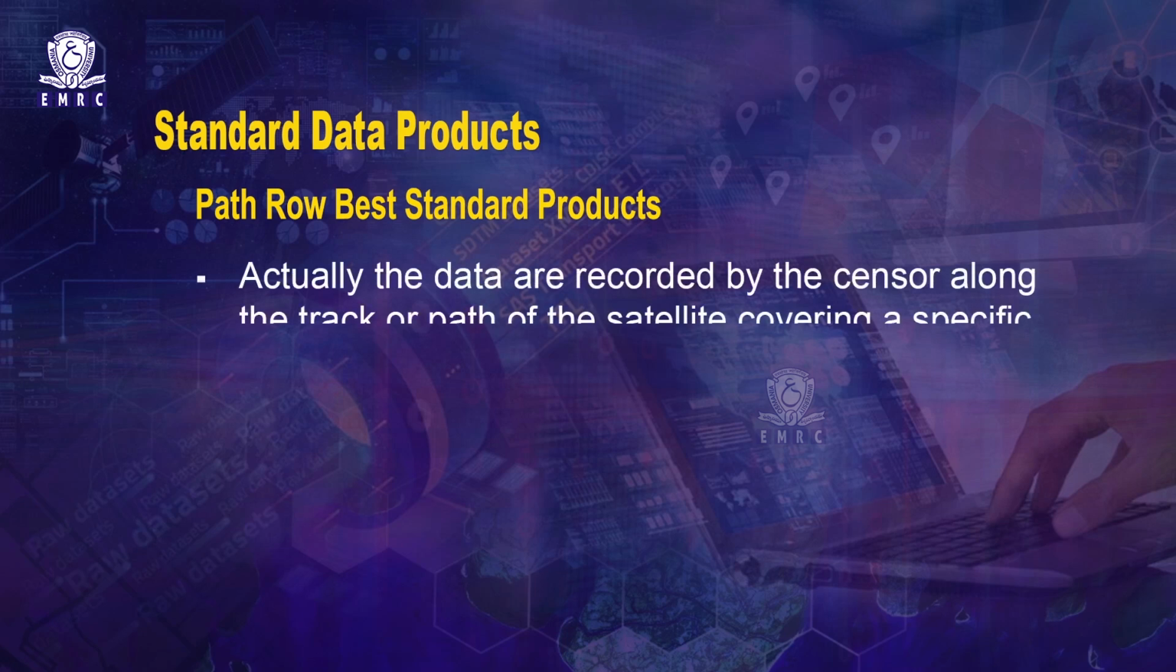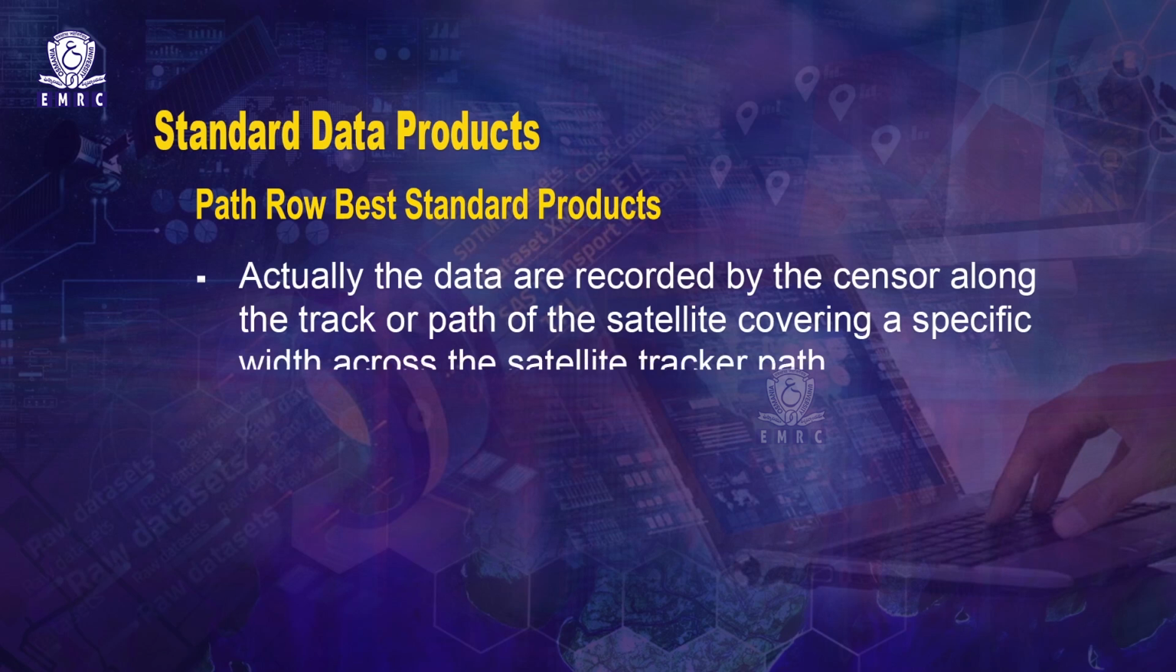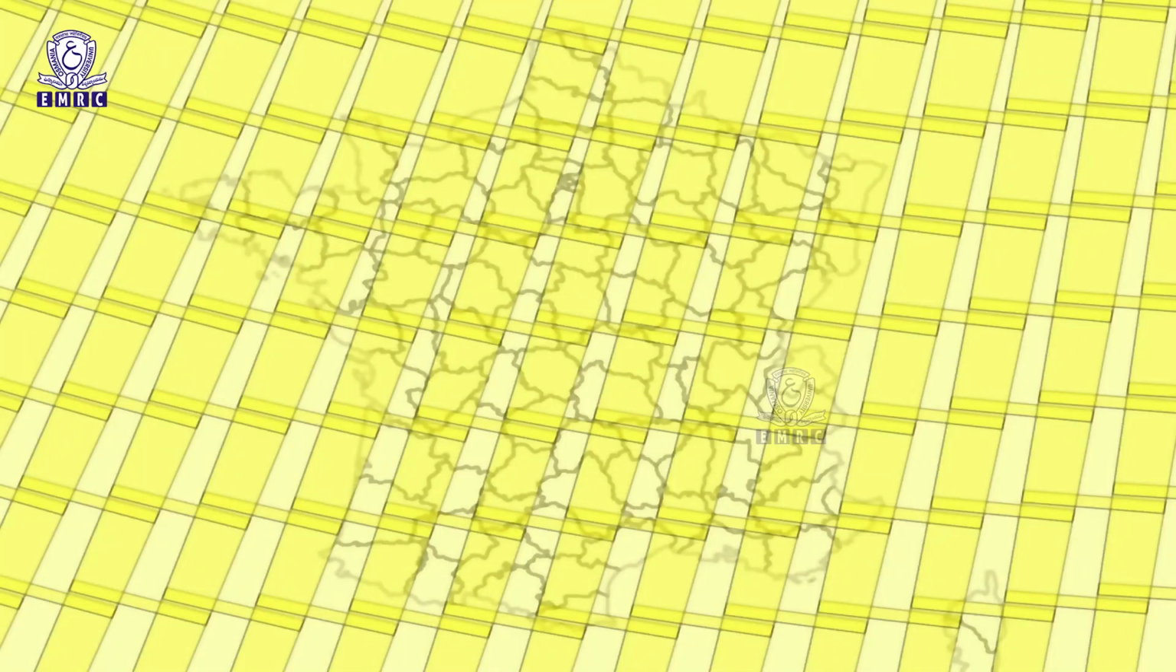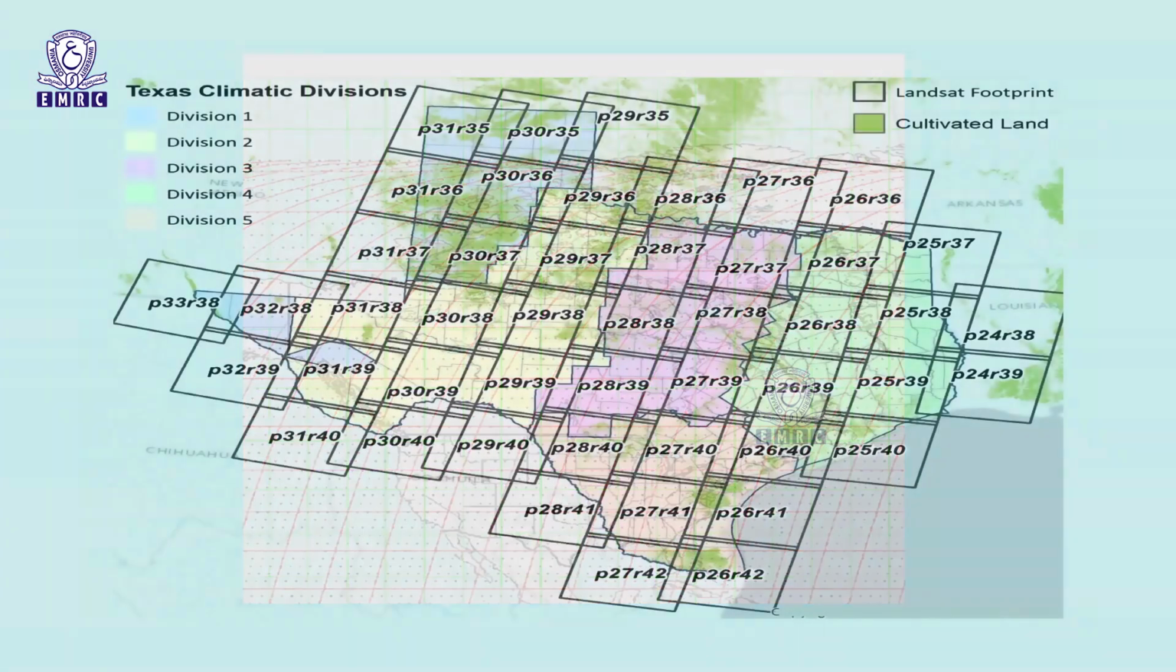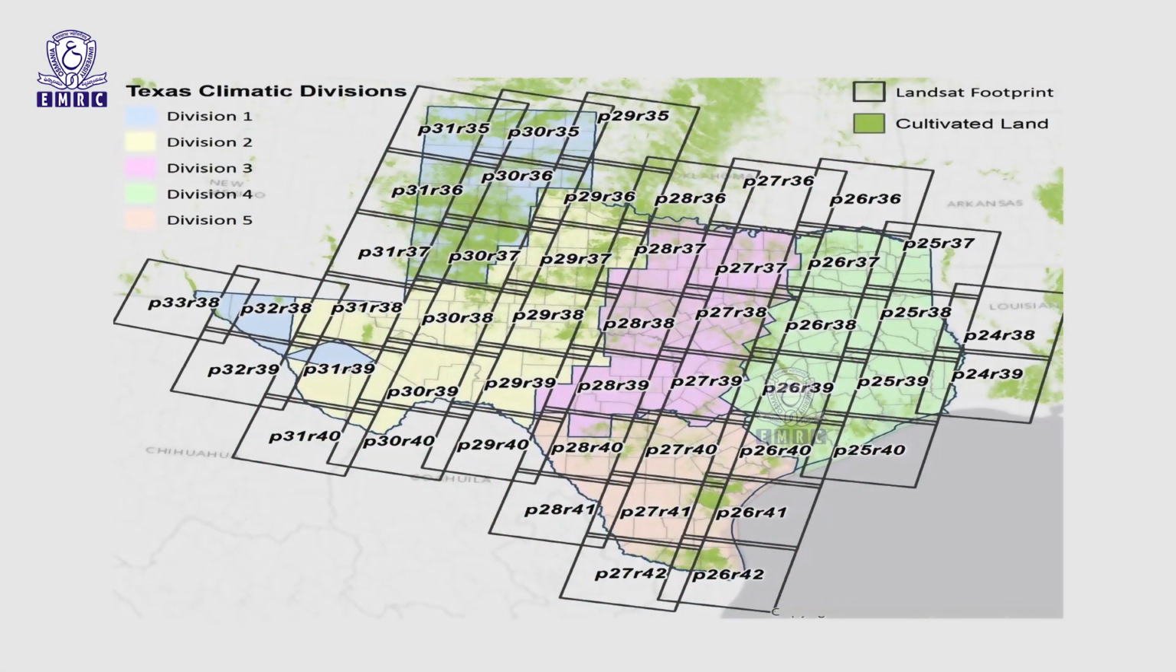Actually, the data are recorded by the sensor along the track and path of the satellite, covering a specific width across the satellite track. The user specifies the path and row of the sensor, subscene, number of scenes, date of the pass of the satellite, band number or band combination, and the product code as necessary information to produce the desired product from the provider. For example, in India, the National Data Center of National Remote Sensing Center, Hyderabad provides the data.